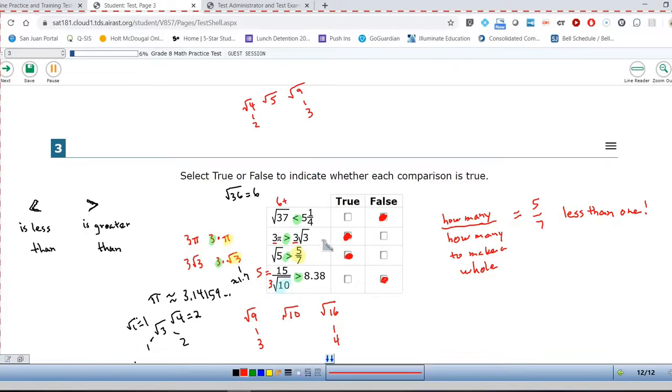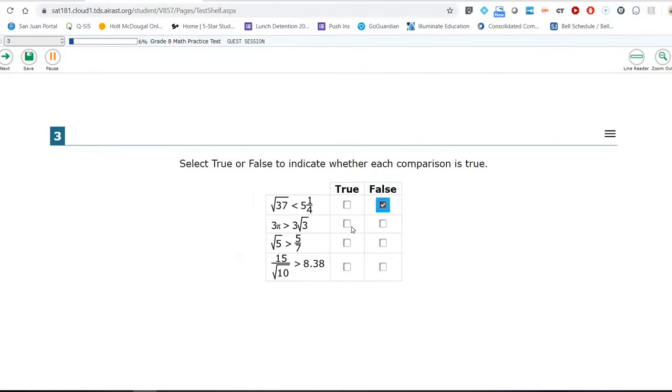So it took a little bit of work, a little bit of estimating, but nothing too crazy. All just based on estimations. We didn't have to know anything exactly here at all. So we got false, true, true, and then false. False, true, true, false. Hit them all. And we're ready for the next question.